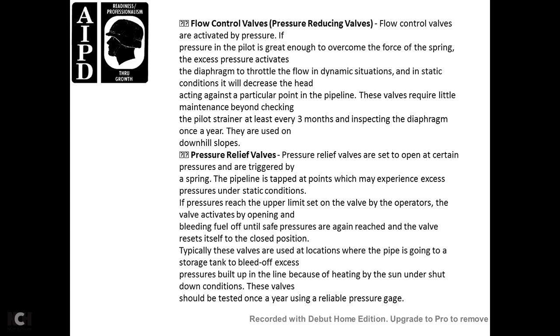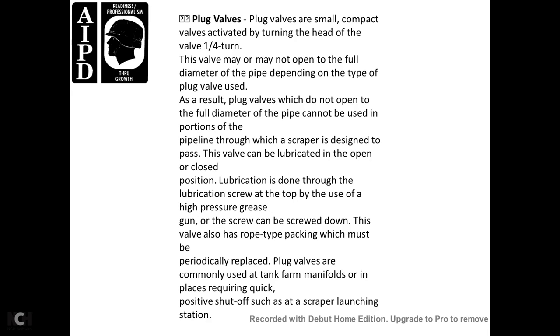Typically, these valves are used at the location where the pipe is going to a storage tank to bleed off the excess pressure in the line because of heating by the sun under the shut down conditions. These valves should be tested once a year using a reliable pressure gauge.